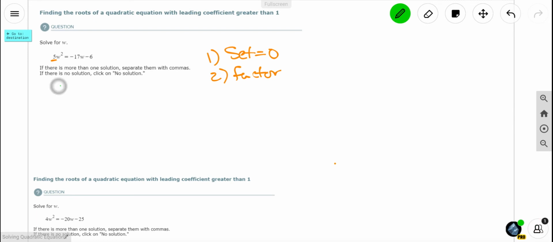It's so pretty. Okay, so jump the 17 to the other side and change the sign.